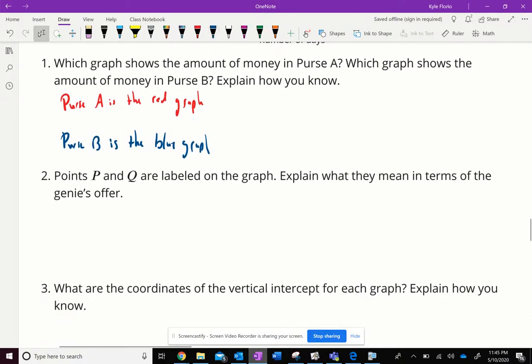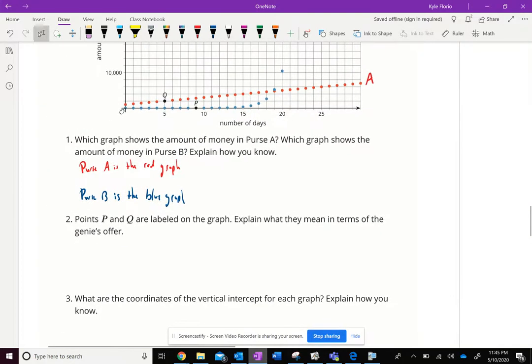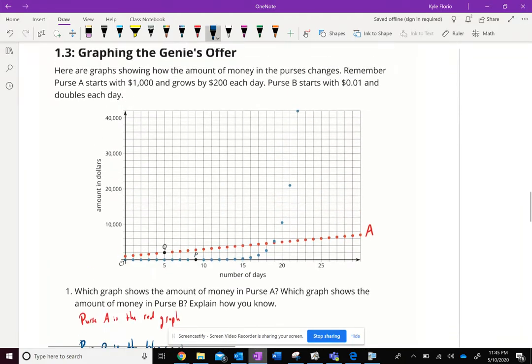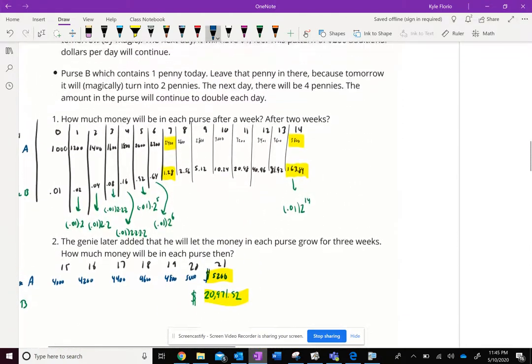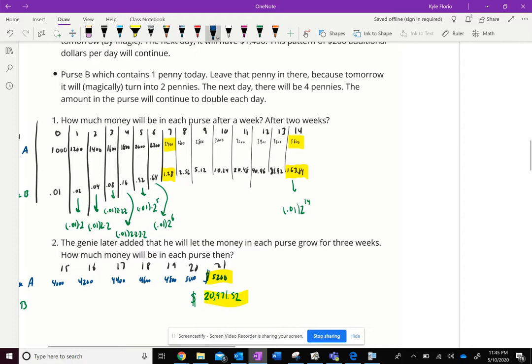Points P and Q are labeled on the graph. Explain what they mean in terms of the genie's offer. Okay. So Q is that point on the red graph, and P is this point right here. The point P is 5, 6, 7, 8, 9. So when X is 9, it's hard to tell what the height was, but in the blue graph, when we were at 9 days, I think it was 512.